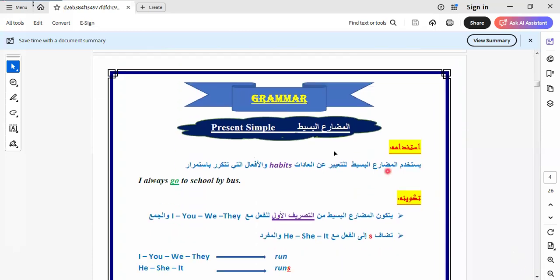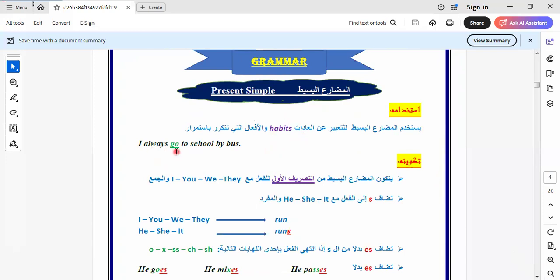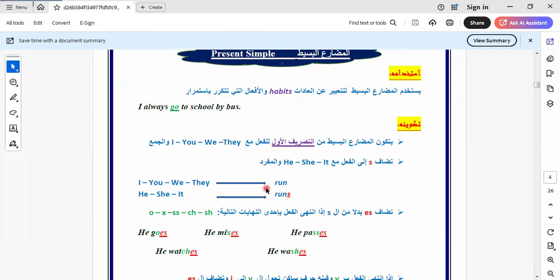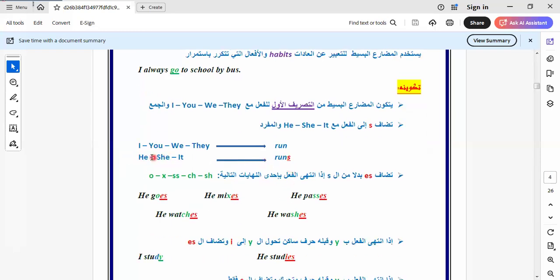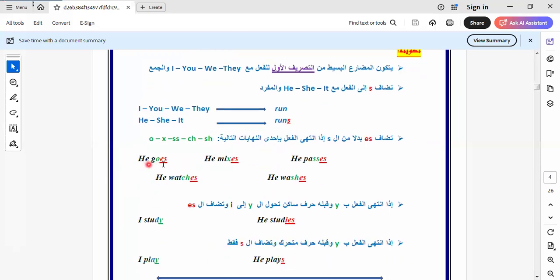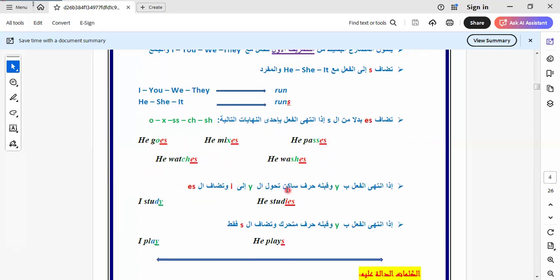In this unit, we talk about the simple tense, and we know the simple tense is used to express habits and facts. Here is habits. We say, I always go to school by bus. Here we have the pronoun I. I, you, we, they don't take s. He, she, it takes s, because it's singular. Plural doesn't take s, but singular takes s. Like this: he goes, he mixes, he passes, he watches, he washes, and so on.